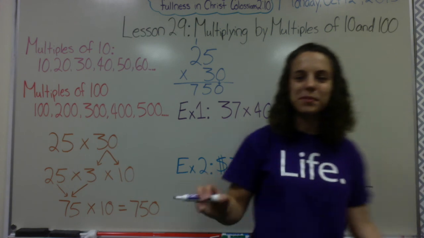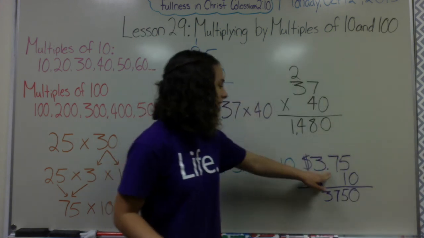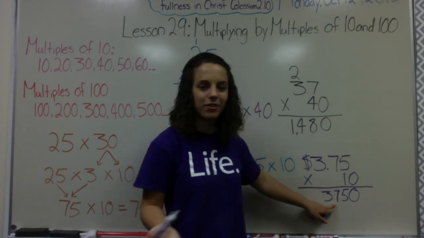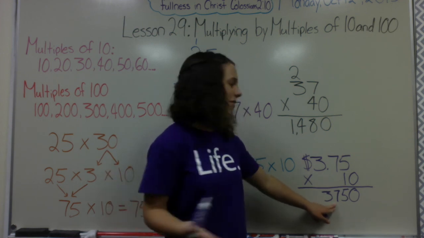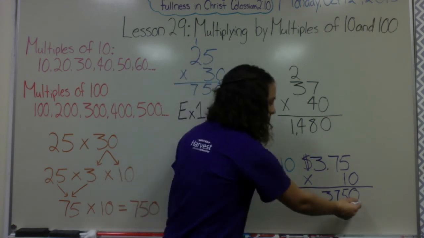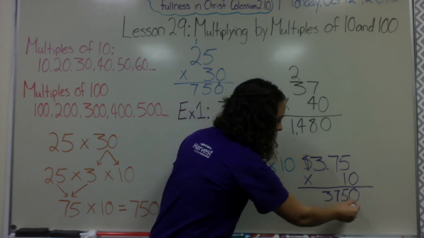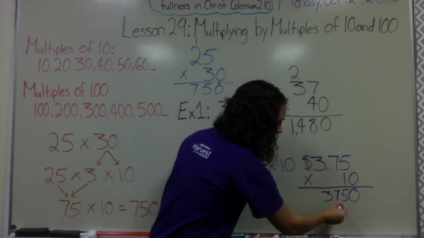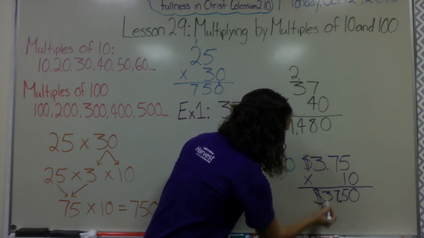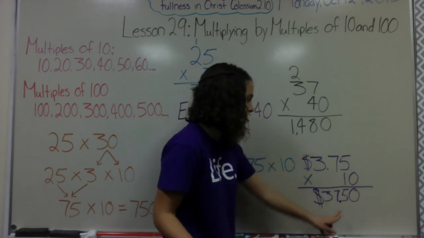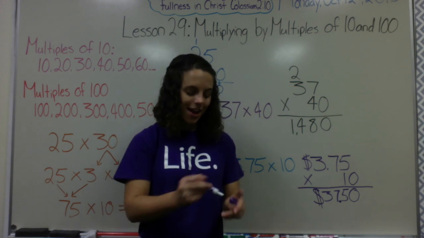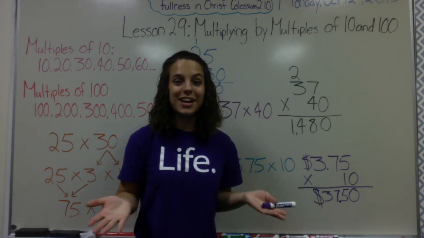I need to know how to label it correctly. My decimal point's not going to drop straight down, because it's pretty impractical to say $3.750. My decimal point always goes 2 digits from the right. So counting 2 digits from the right, 1, 2, decimal point goes right here. $37.50. My zero just got dropped. My decimal point, honestly, just got moved. That's multiplying by 10.